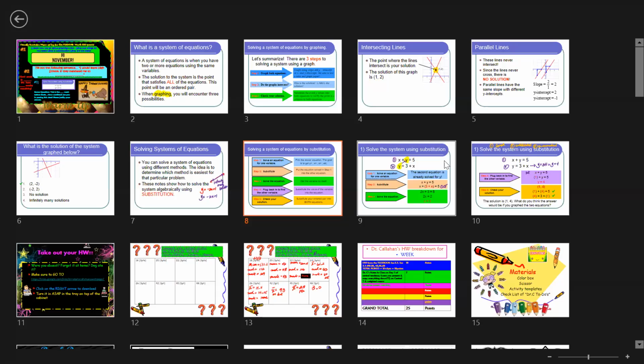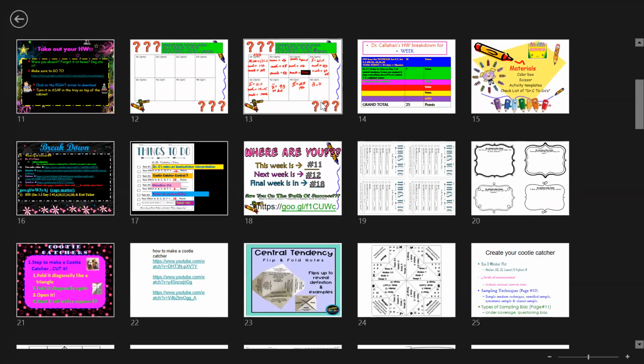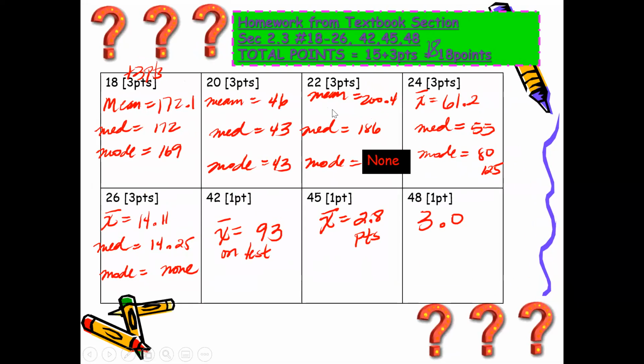With that said, let's go ahead and jump in with today's stuff. Last time I saw you guys was on week 10 Thursday, in which case you went over central tendencies. Your textbook assignment was section 2.3, numbers 18 to 26, 42, 55, and 48. There are 18 points total. The points are right there in the little brackets. They vary based on 3 points, the 1 point. So take a look. Pause the video and grade it yourself, please.